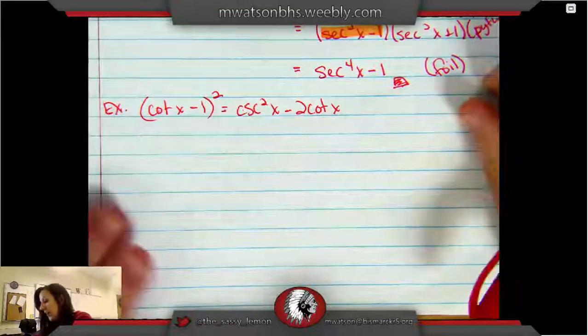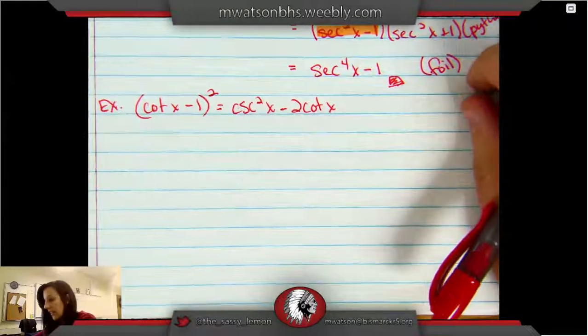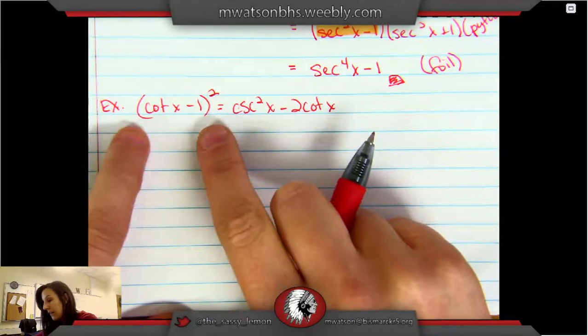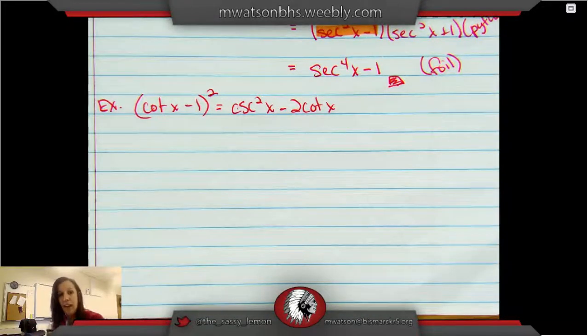So it's kind of tricky knowing which side to start with right now. I'm actually going to go ahead and choose this side because it has a quantity squared. I'm thinking that that's going to be the bigger one once I FOIL that out, and then I'll condense it down to this. So I'm going to start with cotangent x minus 1 quantity squared. I'm going to go ahead and FOIL that out.